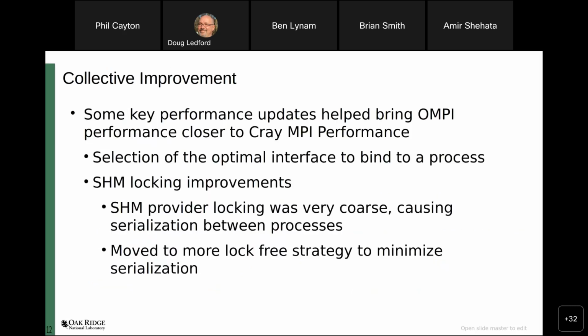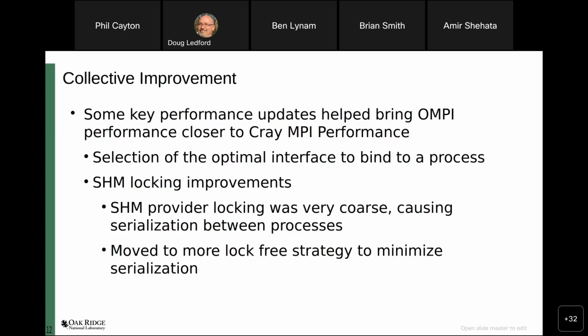So I'd like to move a little bit to the collective support that we did. We ran into a few performance issues when we started working on collectives. The two primary issues were the NIC selection, which I already discussed. We had to pick the most optimal NIC for communication per process. And the other thing that we worked on is to optimize the locking strategy used in shared memory.